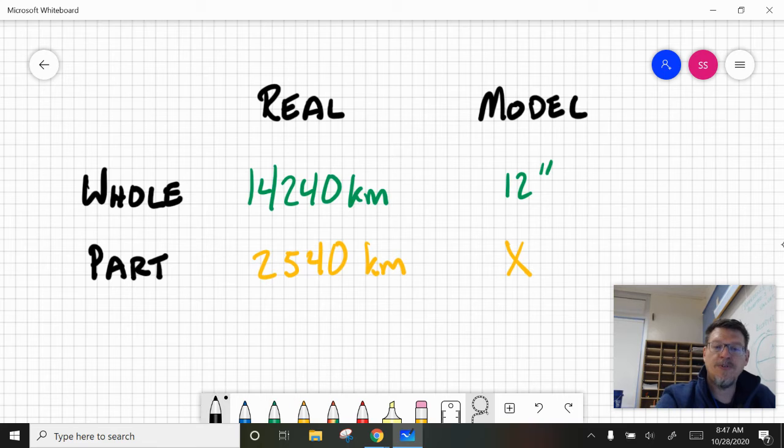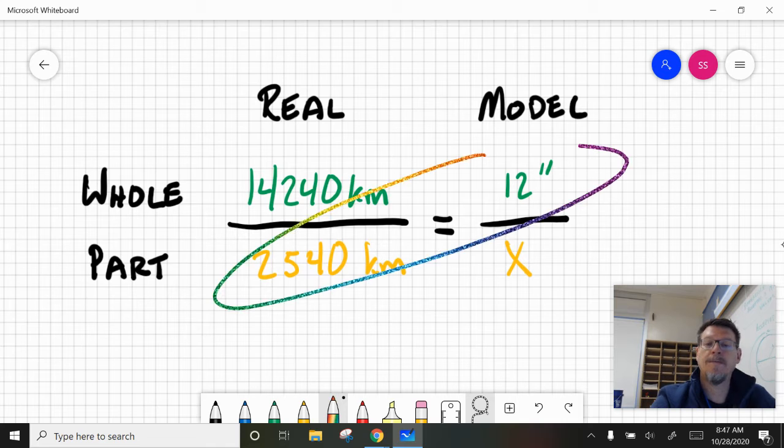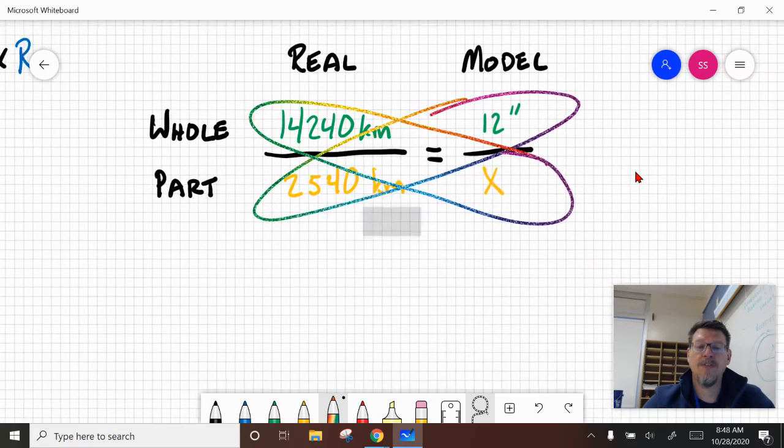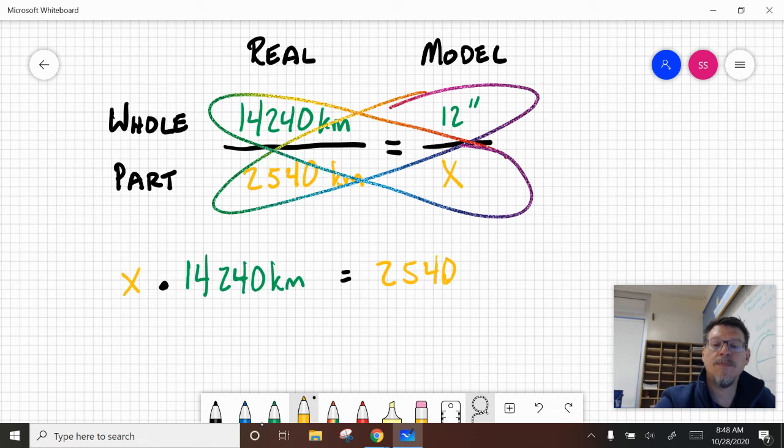The way that we solve this is we treat it like a proportion. And in order to solve a proportion, we need to cross multiply. So we're going to set these 2 sides of the equation up so that we take x times 14,240 kilometers, and set that equal to 2,540 kilometers times 12.